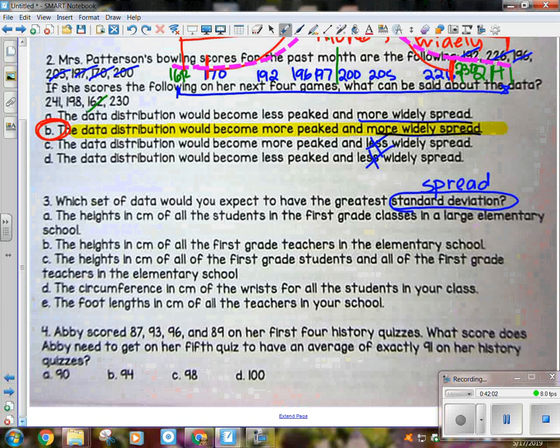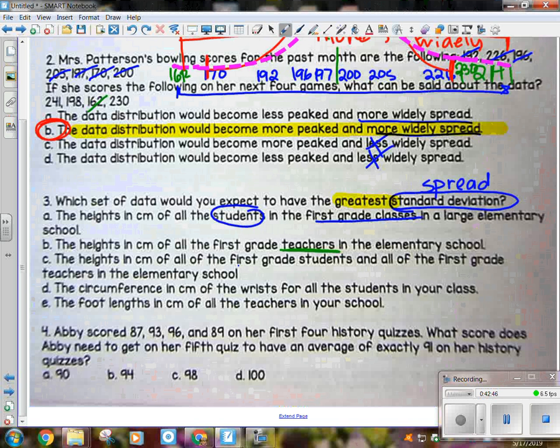So if we were looking at the heights in centimeters of all the students in first grade, I want you to think about first graders, just the students in first grade. You know, some are shorter and some are taller, but which ones would have the greatest spread? So I want you to just consider that. Letter B, the heights in centimeters of all the first grade teachers in the elementary school. So this time it's just the teachers. Okay, think about adults. We're not considering students, we're just considering adults. There are some adults taller and shorter than others. So B is just considering the different teachers. Letter C, the heights in centimeters of all the first grade students and all of the first grade teachers.